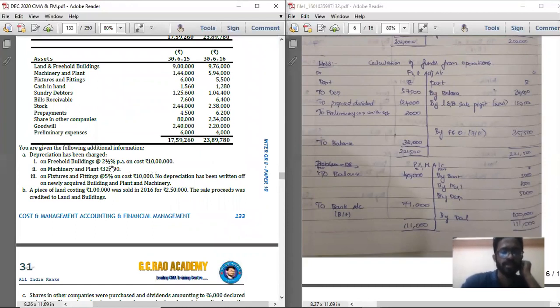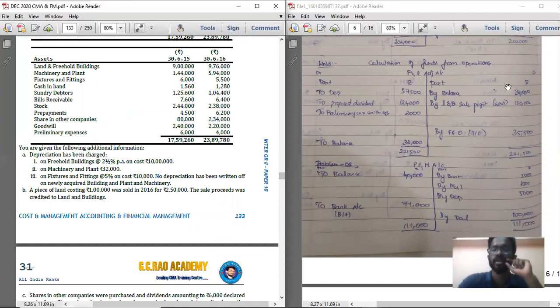On that, 2.5% is the depreciation. But what we have sold is land, so there is no depreciation in respect of this land. The entire 2,50,000 is sale proceeds, and 1 lakh is the cost. The remaining amount is profit. So there is no depreciation on this particular land. So funds from operation, simple.